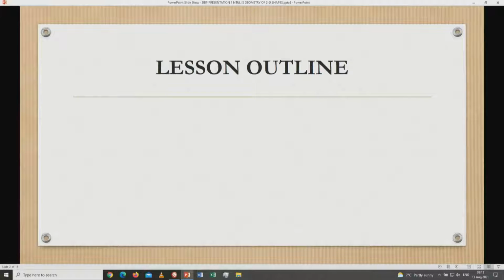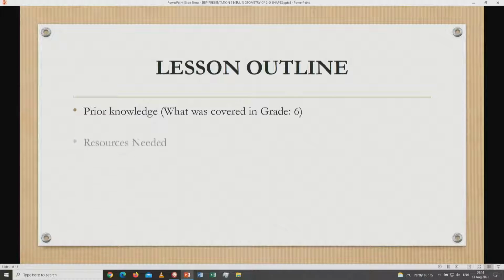Right, the lesson outline is as follows, guys. Today, the first thing that we're going to touch on is prior knowledge. In other words, we are going to touch on what was already covered in grade 6. What did we do in grade 6? Because, guys, remember, this is a linkage. It links with everything that we have learned from grade 6. Now we are moving forward to grade 7 with it. We are not losing anything that was learned in grade 6.